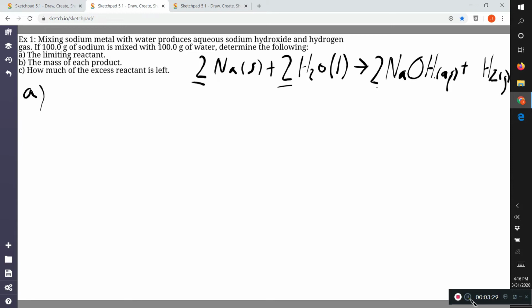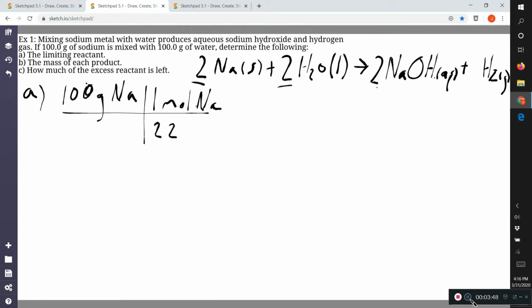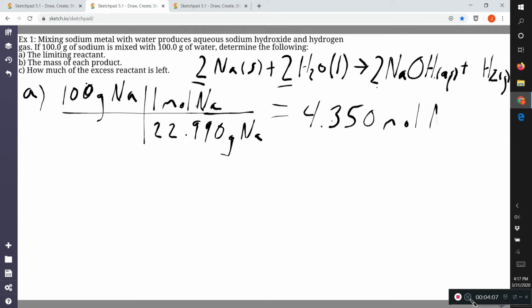So if I have 100 grams of sodium, I get on the periodic table and I find out that 1 mole of sodium has a mass of 22.990 grams. Telling us that we have 4.350 moles of sodium.